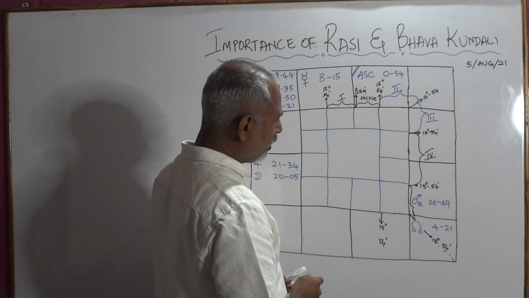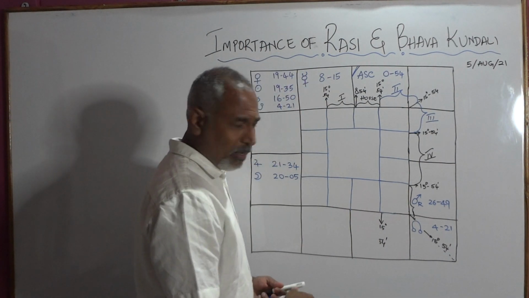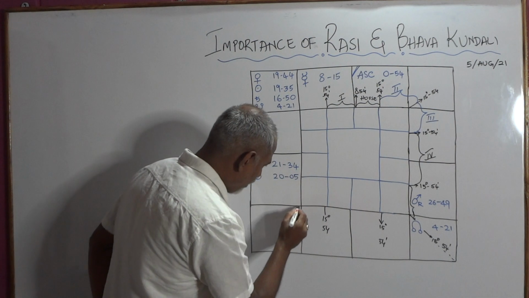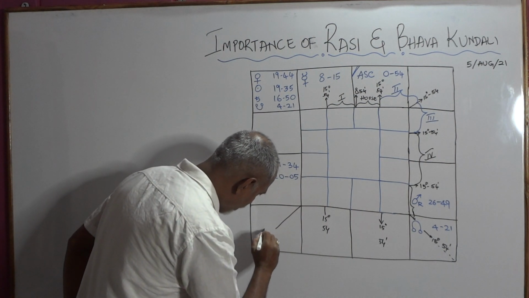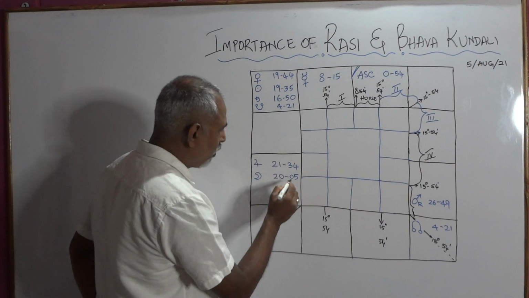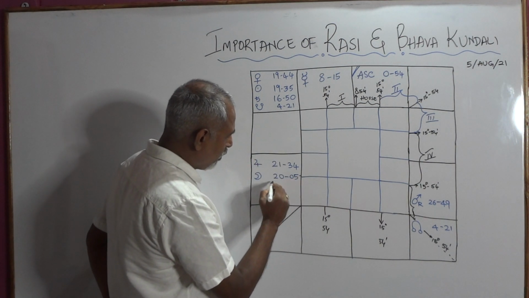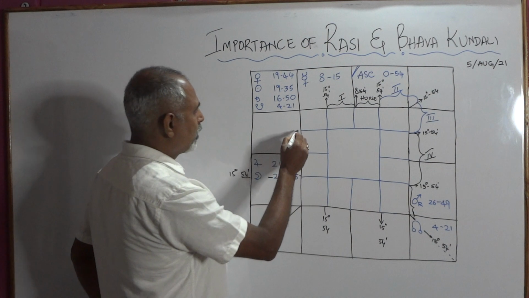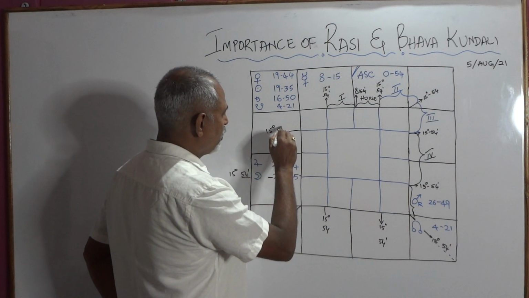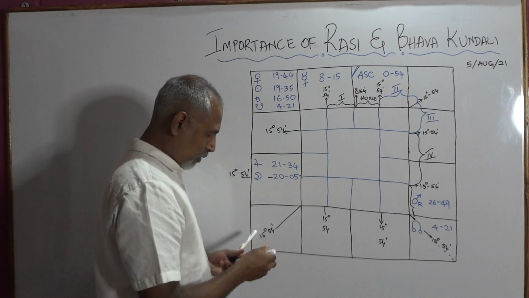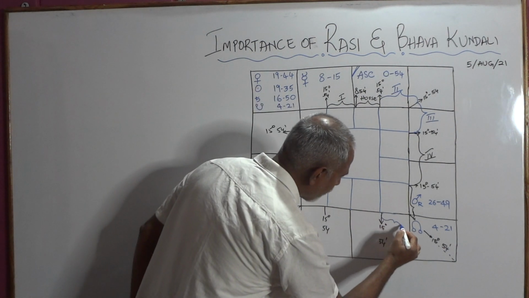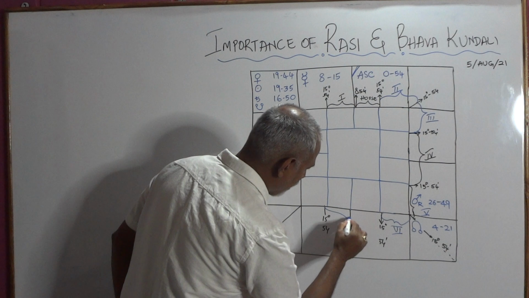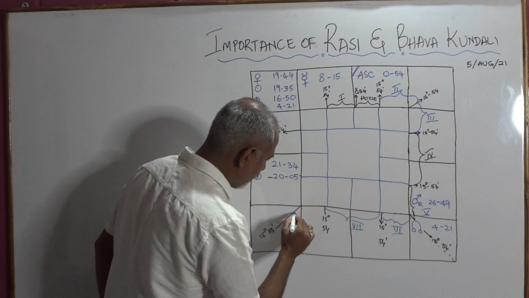Let me now go ahead faster and come to this point. 15 degrees 54, once again this is how I was doing it, 15, 54, and it is somewhere here. So what has happened is, this is the 6th house, this is the 5th house, and this is the 7th house.